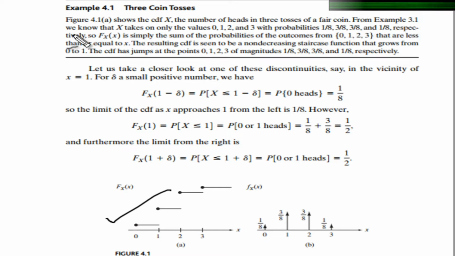From example 3.1, we know that x takes on only the values 0, 1, 2 and 3. This was S of x, okay, the values of x were 0, 1, 2 and 3. So now, from this S of x, for values that are less than or equal to x, the resulting CDF is seen to be a non-decreasing staircase function, which is here.